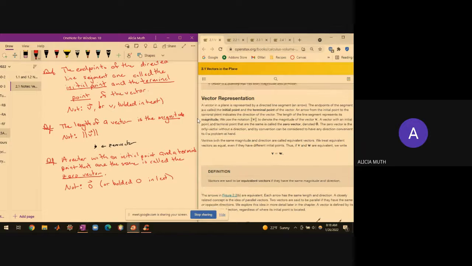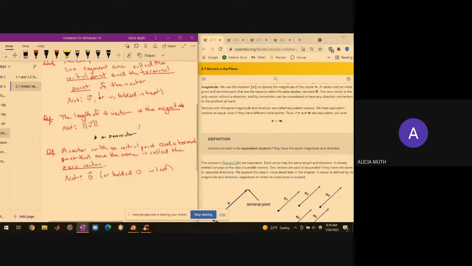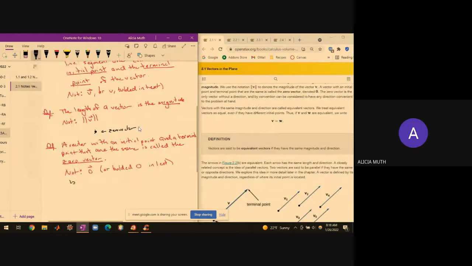All right. So the zero vector is the only vector without a direction, and by convention is considered to have any direction convenient to the problem at hand. So that's sort of an interesting side that we have here. It has no direction, or whatever direction you want. Cool.